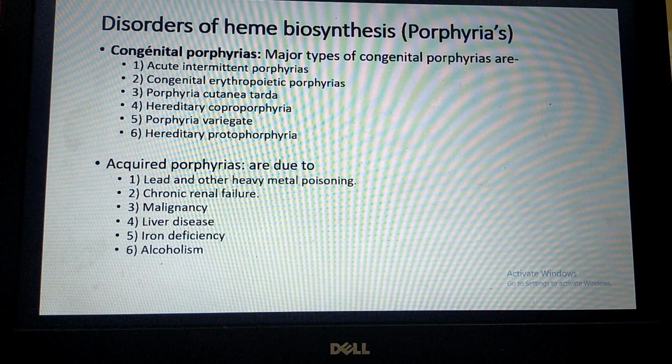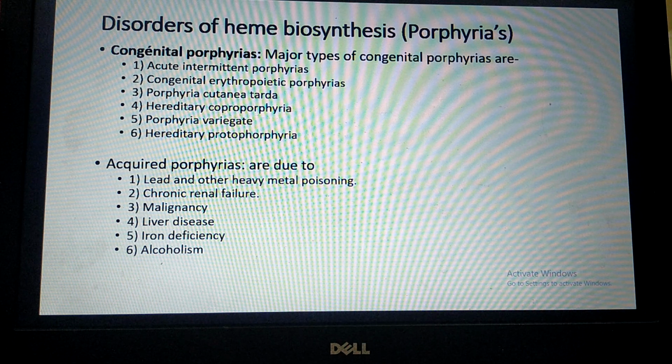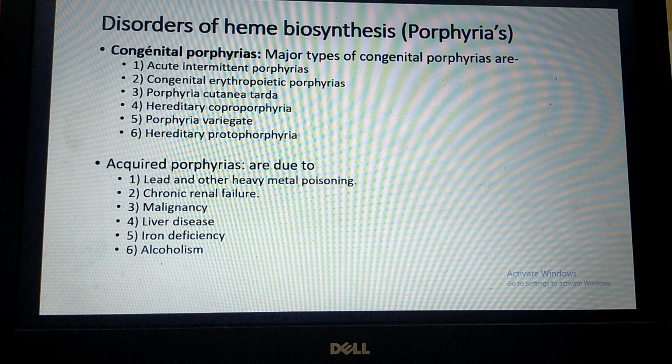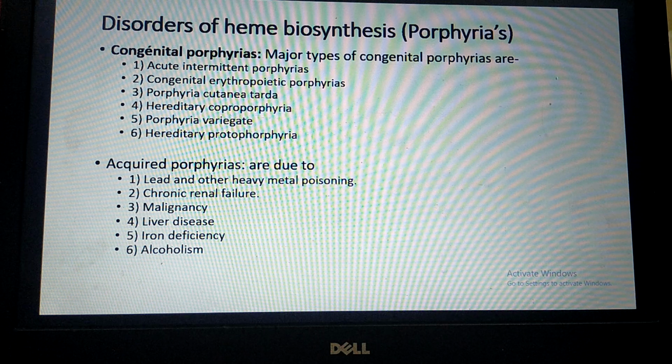And acquired porphyrias may be, as I have just mentioned, due to reasons like lead poisoning or any other heavy metal poisoning which inhibits some enzymes, chronic renal failure, malignancy, liver diseases, and iron deficiency, because iron is required for the synthesis of heme. If iron is deficient, heme synthesis does not take place properly, which leads to porphyria. Alcoholism also leads to decreased heme synthesis and porphyria. So this is about acquired porphyria. Now we will study the congenital porphyrias in detail one by one.